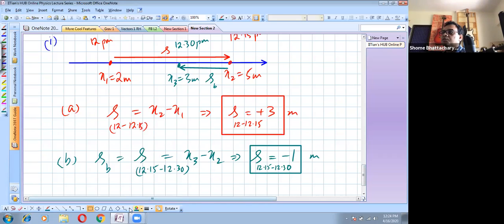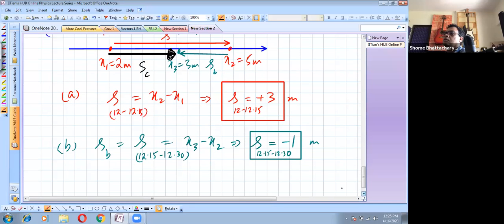And like this, now you can see what is happening in the last part. Last part, we want to calculate the displacement from 12 to 12:30. So 12 o'clock, this was the position, and 12:30, this was the position. So this straight line here will just give me my overall displacement. So this is my displacement in the final C part. That is a displacement from 12 to 12:30.